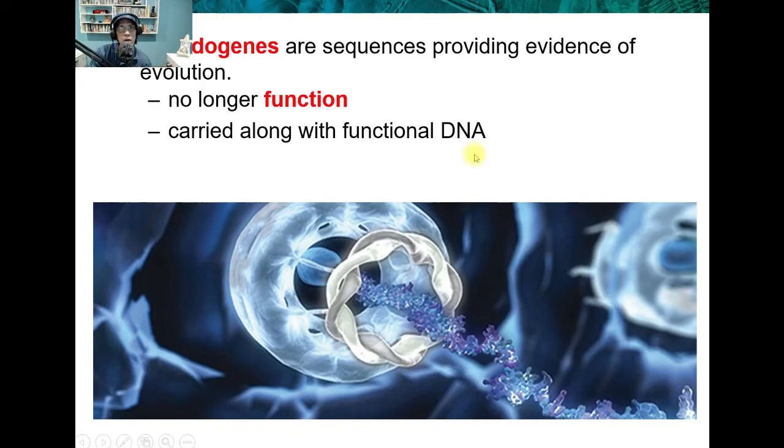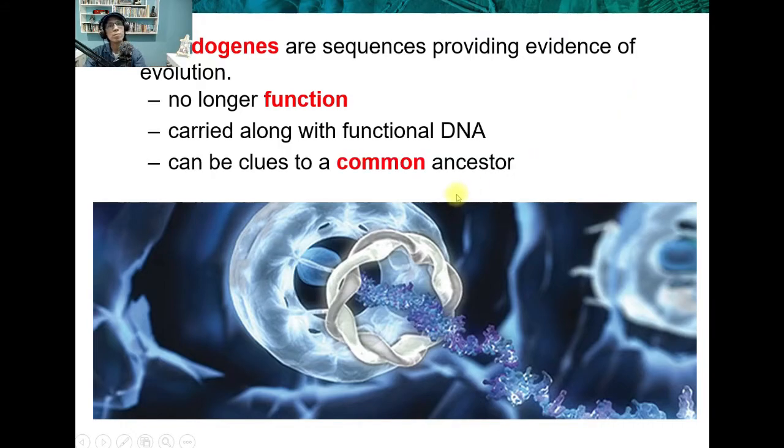Bakit hindi siya functional? Well, the assumption is it used to be functional like millions of years ago, but the modern organisms now do not have, they have them, but it's no longer functional because of evolution. Because the organism needed to adapt to the environmental changes. That's why it was replaced by a functional DNA sequence. It can be clues to a common ancestor.